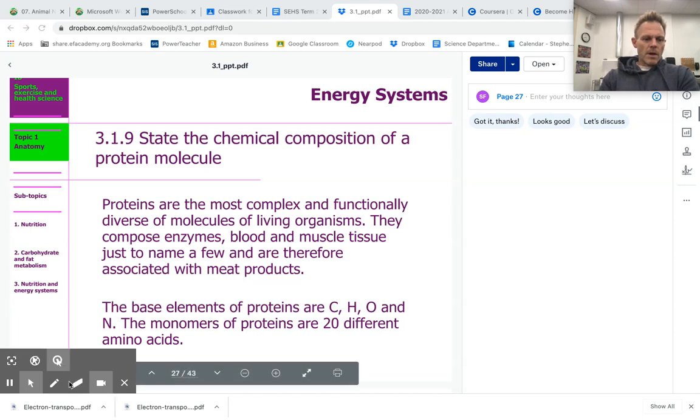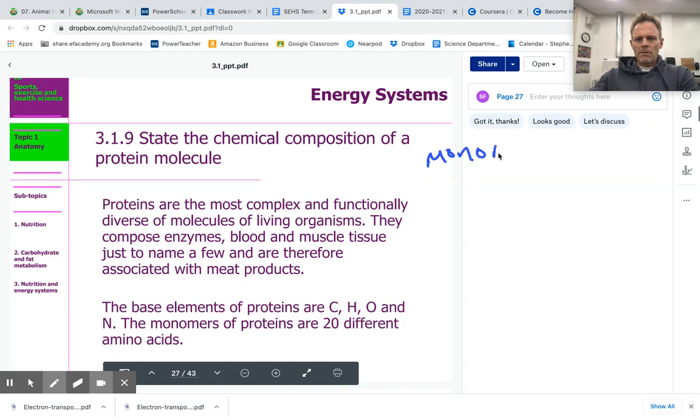Because we're going to be using some of these terms, I want to make sure that we're comfortable. So there's this term that we call monomer. Mono means one, and mer is just like the molecule. It's like the building block.